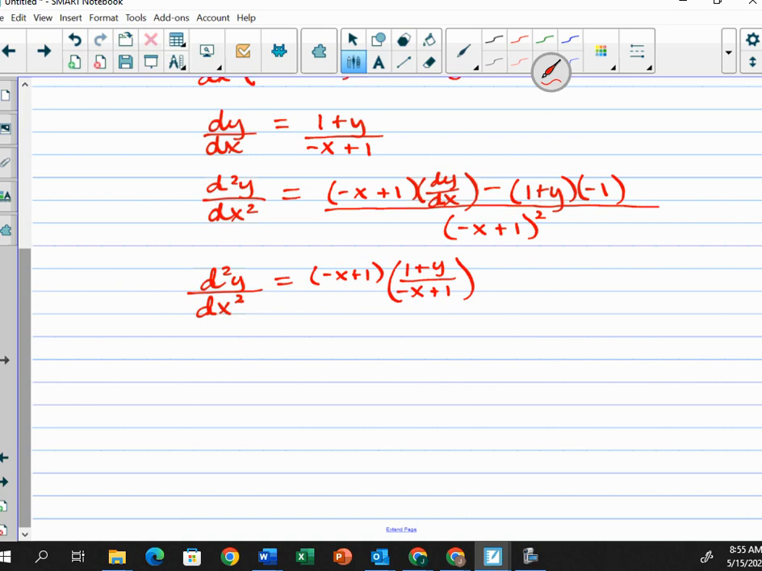And then guys, I'm going to go ahead and distribute here. Do you see how the negative times the negative will just make this plus 1 plus y? Definitely. Okay. It gets much better after this step. We're almost there.